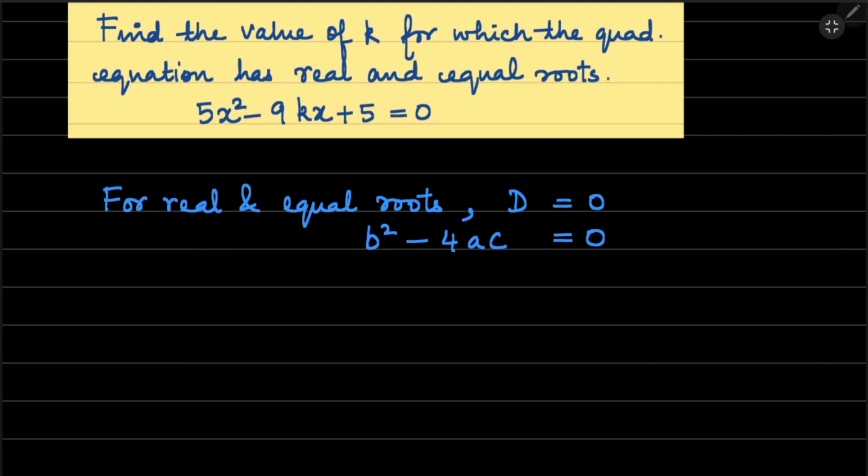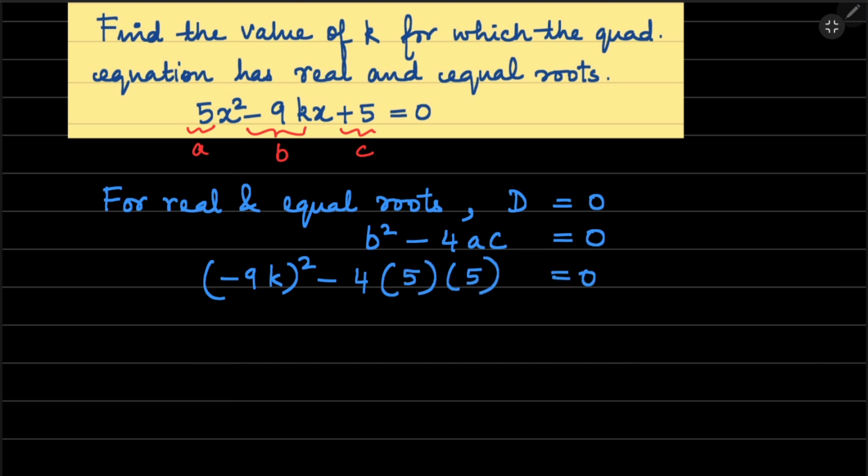So what is b square? What is your a? A is 5. B is minus 9k and c is nothing but plus 5. So b square is minus 9k the whole square minus 4 multiplied by a is 5 and c is also 5 equal to 0. Alright. So minus square plus 9 square, 81 k square, minus 4 5s are 20, 20 into 5 is 100, equal to 0. Right. So 81 k square equal to 100.